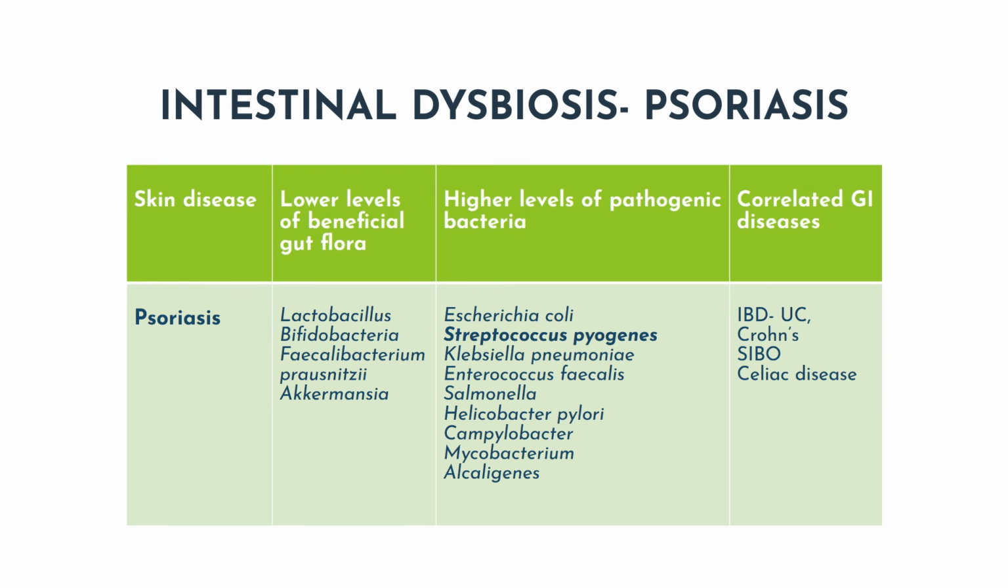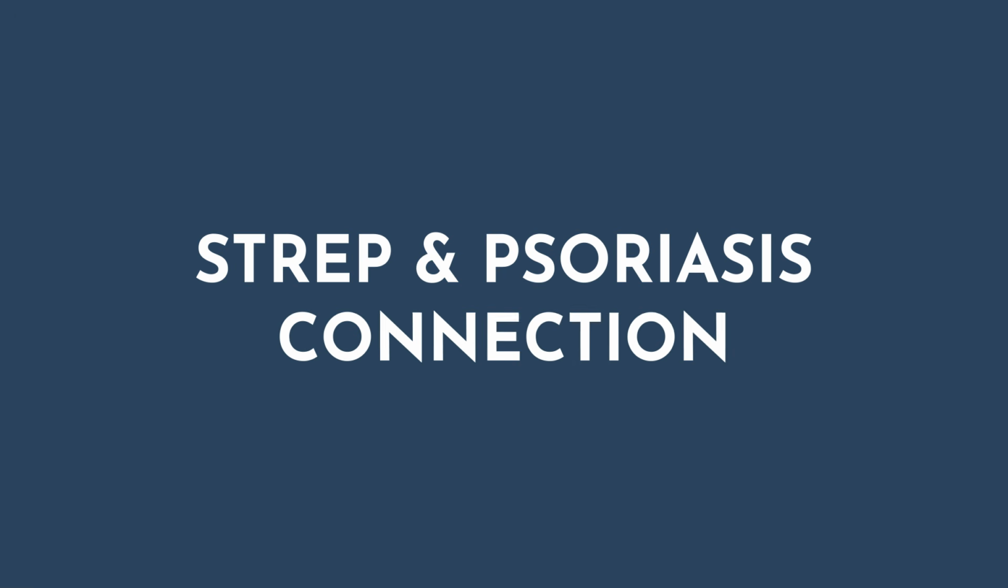And we see higher levels of pathogenic bacteria, things like E. coli, Klebsiella pneumoniae, H. pylori, Enterococcus faecalis, and an organism called Streptococcus pyogenes, strep. We're going to be talking about strep and how it is connected. We also see a correlation of GI diseases with psoriasis. It can be IBD, inflammatory bowel disease like ulcerative colitis or Crohn's, but also SIBO and celiac disease.